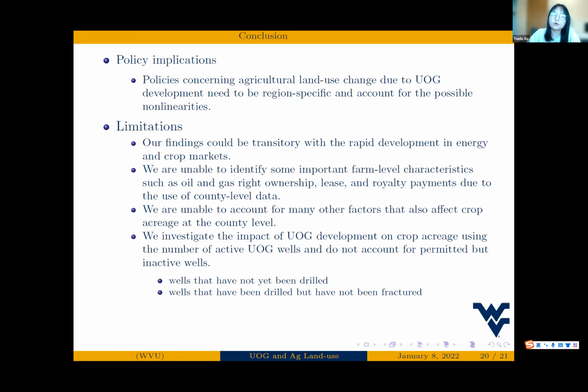So the inclusion of drilled and undrilled permitted wells may uncover a larger effect of UOG development on agricultural acreage than observed in this study. We use the number of active UOG wells. So future research should consider the impact of these well permitting on land use.